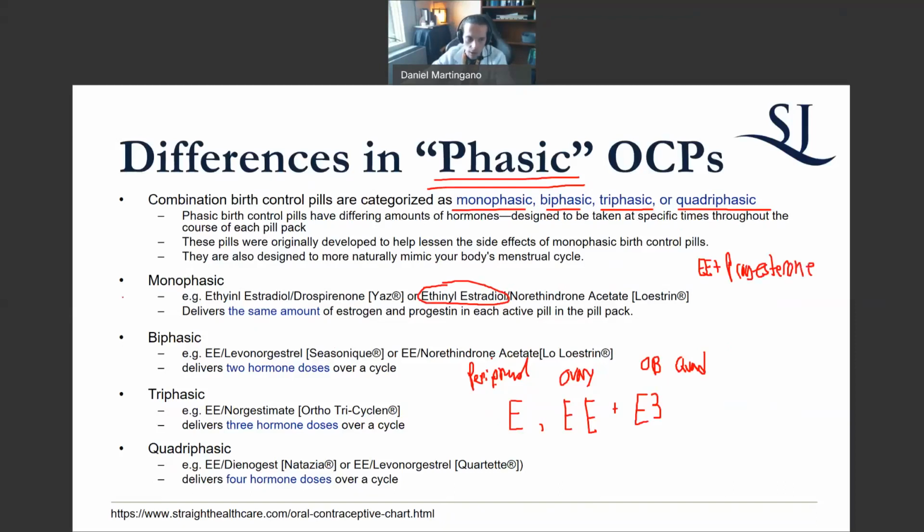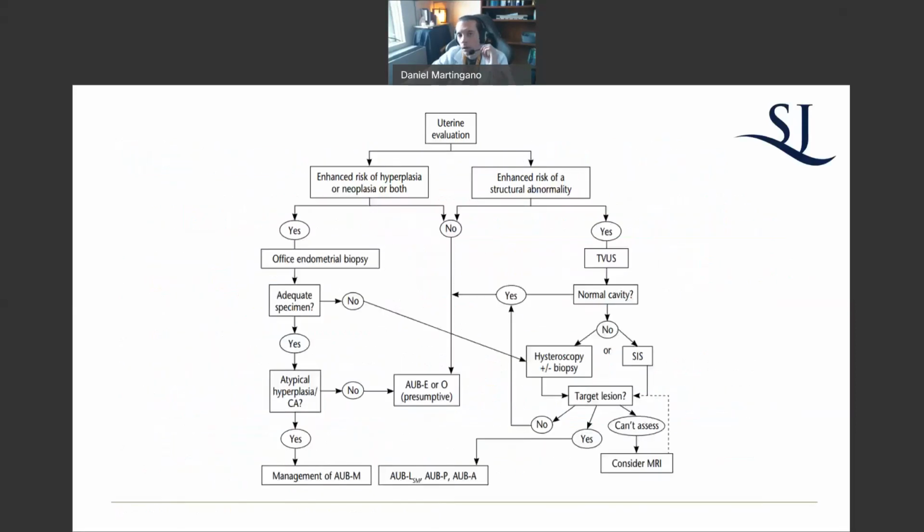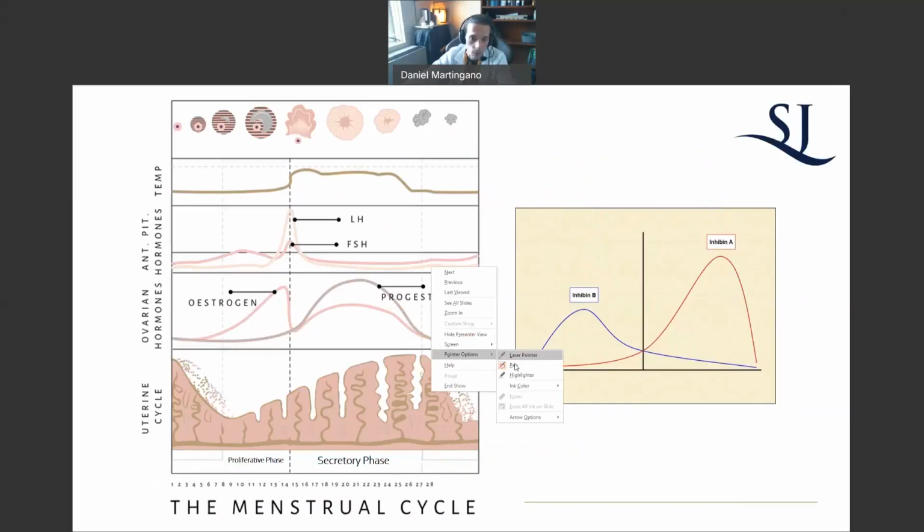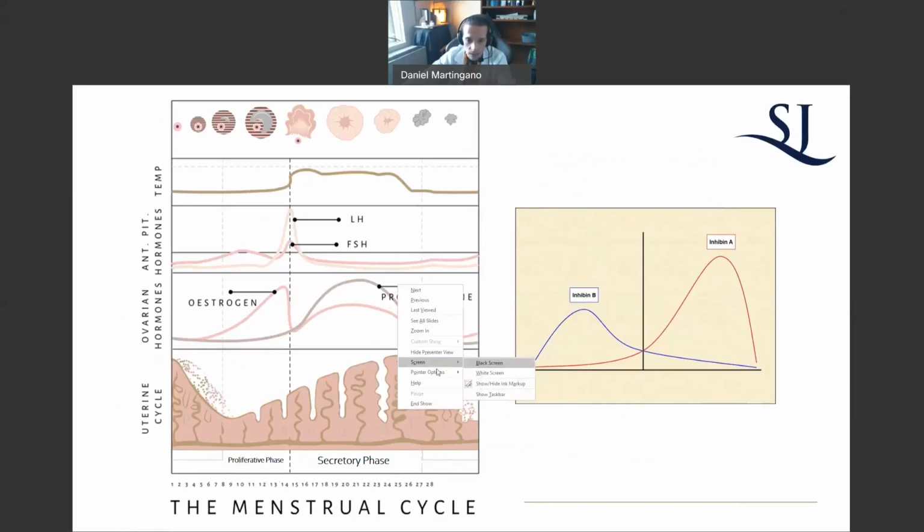Okay, so a monophasic just gives you the same amount of estrogen and progesterone in each pill. The thought is that some women have side effects to certain medicines or contraceptive medicine. It's not like you have one dose of estrogen and progesterone the whole time, and then you stop. That's what monophasics do. They give you one dose the whole time.